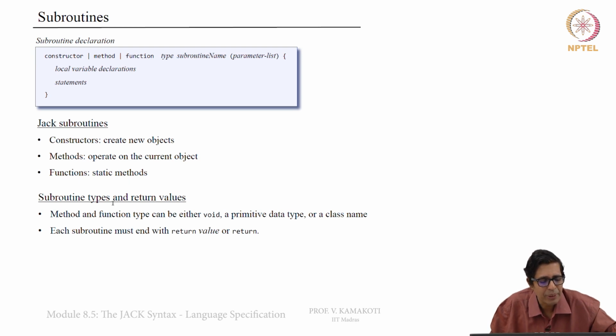So, for the subroutine types and return values, the method and function type can be either void, a primitive data type, or a class name, right. And each subroutine must end with return some value, or just return. When it is void, you just say return. If it is some primitive data type, you say return value, or if it's a class name also, you return some value which is of the same class.